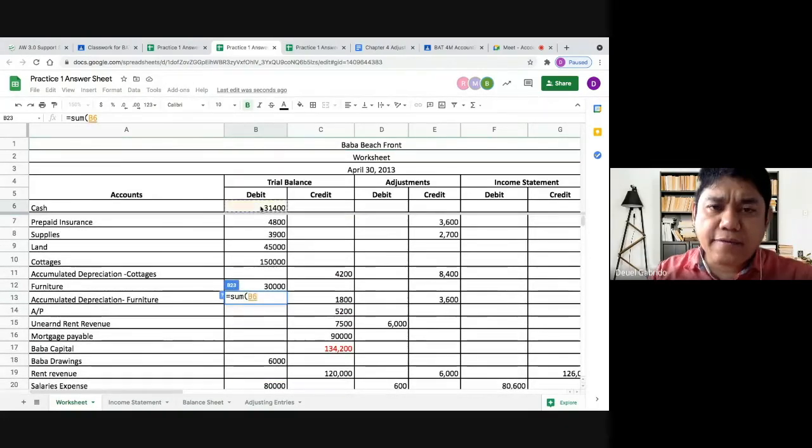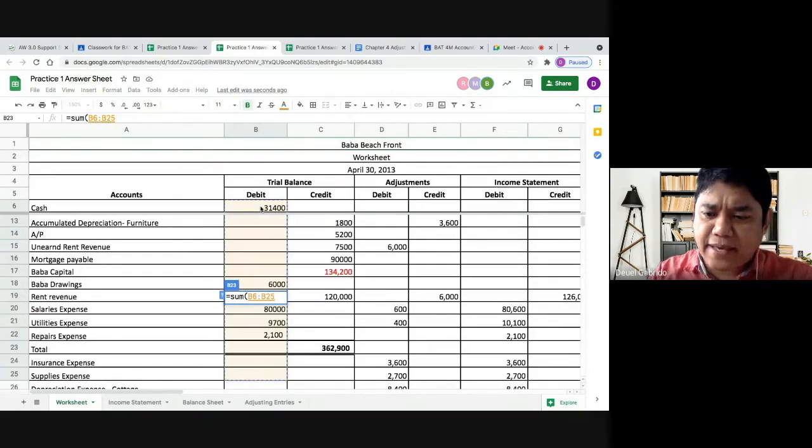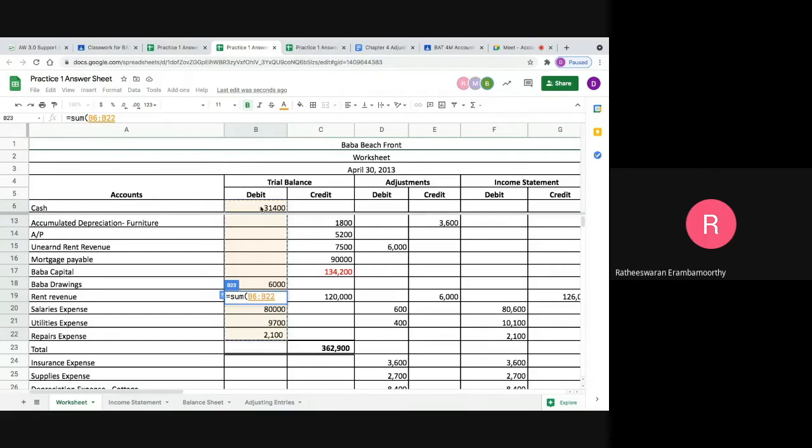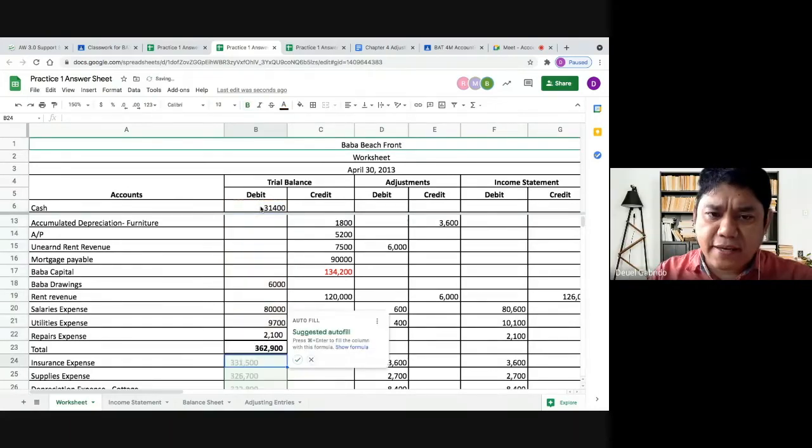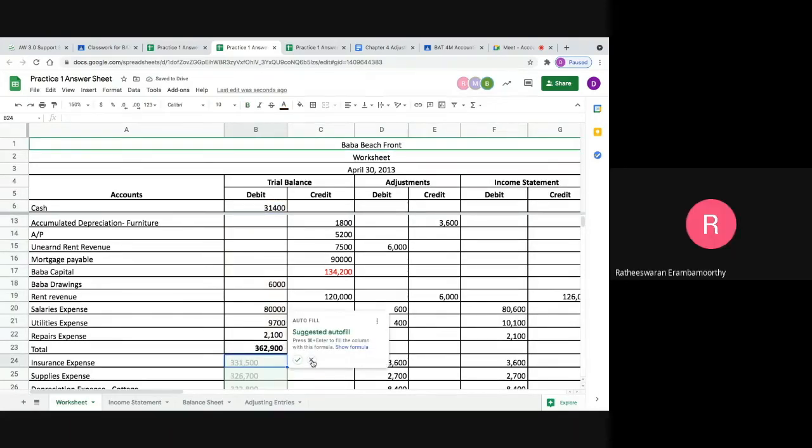Okay, if somebody notices the mistake, please speak out. Spot the mistake if there is. In the trial balance, can you go to the trial balance equation?